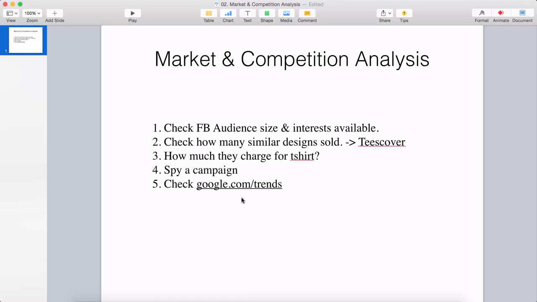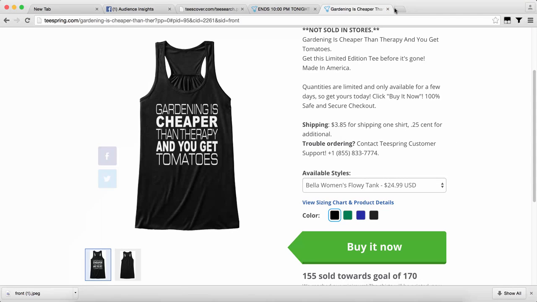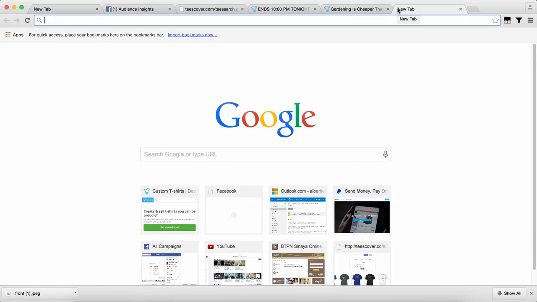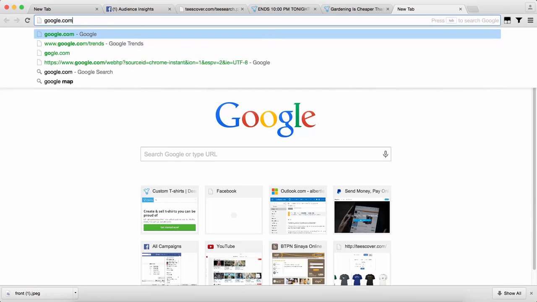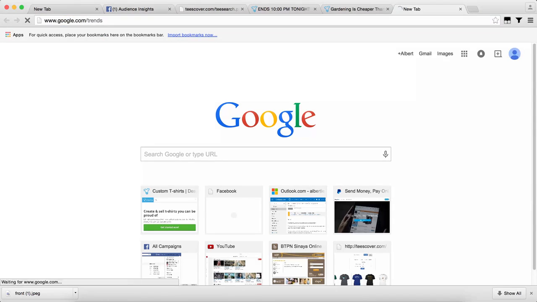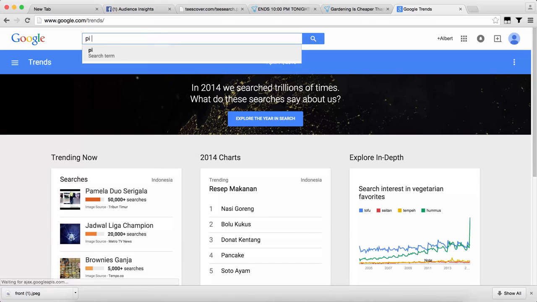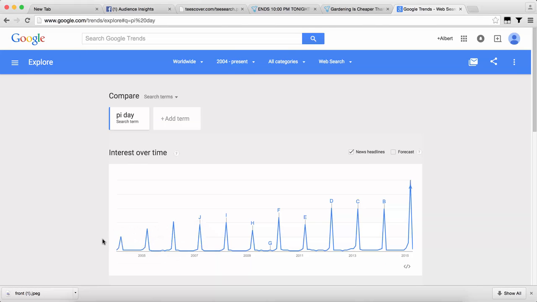All right, the last one is how to check on Google Trends. So let's take my Pi Day design as an example. Before I decided to enter this niche, I went to Google Trends and checked how it was going. So google.com/trends. All right, and then you type in Pi Day. So look at the graph here. You see the pattern. I know that this is a huge and consistent celebration every year. So there are definitely buyers in this niche.